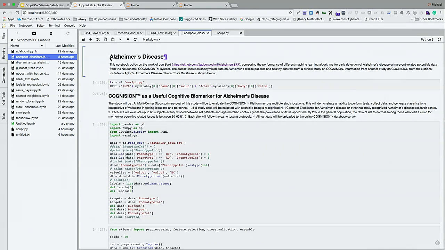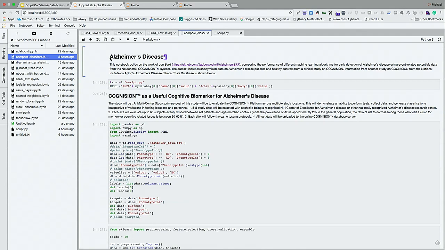Okay, and so we do a lot of work for a government agency called the National Institute on Aging, which is part of the National Institutes of Health in the federal government in the United States. And specifically, as part of that project, we develop an Alzheimer's disease clinical trials database.